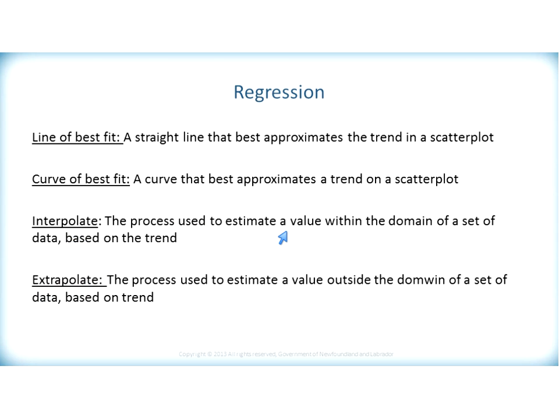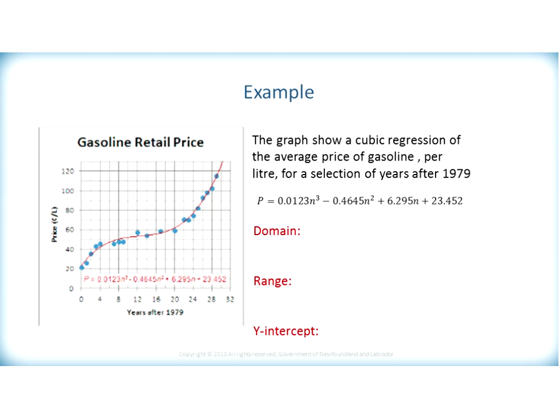To interpolate, you have to use an estimated value within the domain of a set of data based on the trend. And to extrapolate is the process used to estimate a value outside the domain of a set of data based on a trend. So let's jump right into an example.